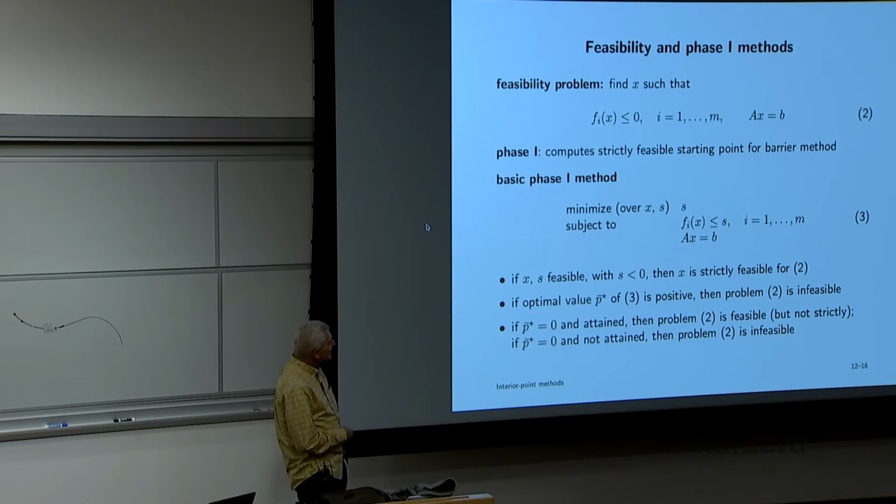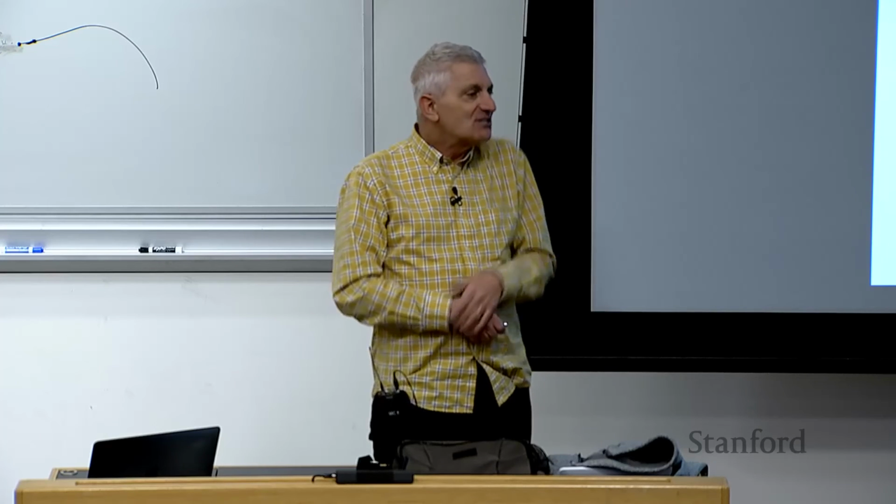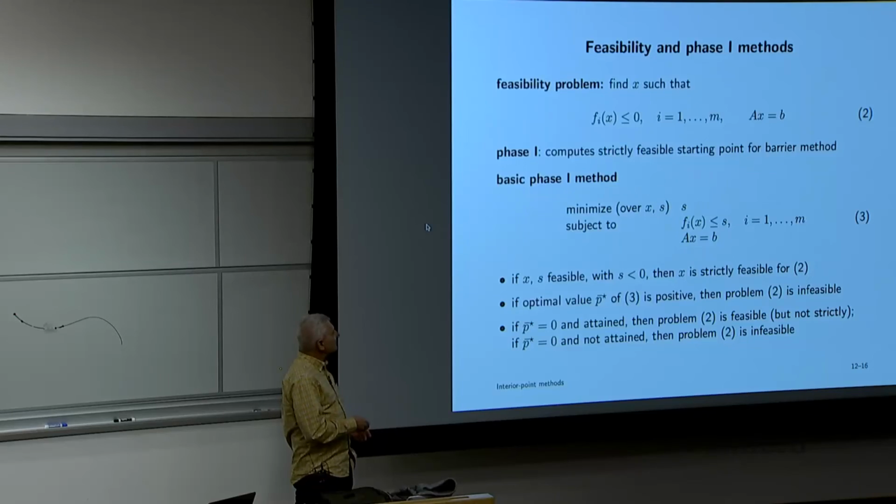But let me ask a couple of questions. What happens if these inequalities are not feasible? Then when you solve this problem, you're going to get s equals like 1.3, and that has a beautiful interpretation. It says your inequalities are not mutually feasible, because they're all fi less than 0. But if you relax those so everyone looks like fi of x less than 1.3, I got a point for you. Everybody following this? You can interpret this basic phase 1 method as minimizing the maximum constraint violation, right?